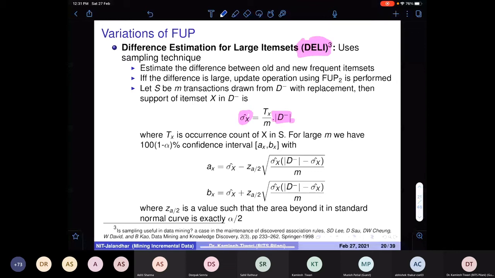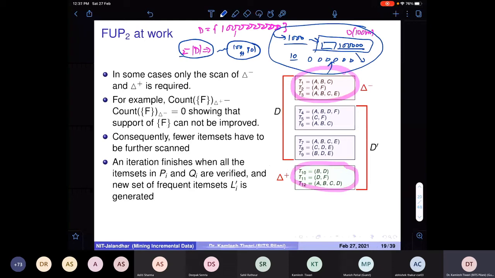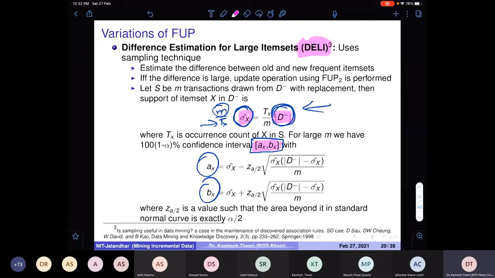Whatever value you obtain by this will lie in a particular range. They may not be correct, but based on how many items you are using, you can find out that these numbers are bounded. The summation you are going to get is bounded. So this is a way of estimation. Again, this is a very interesting algorithm.